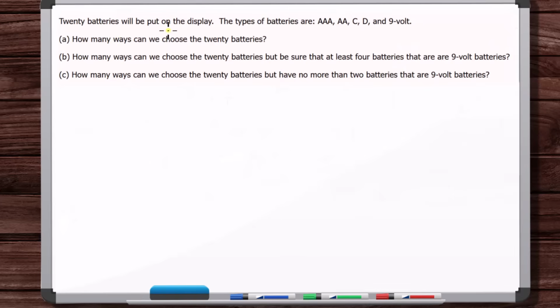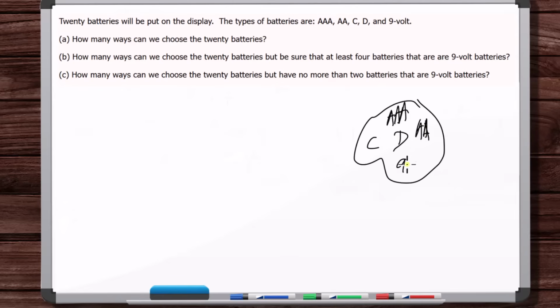20 batteries will be put on the display. The types of batteries are AAA, AA, C, D, and 9 volt. How many ways can we choose the 20 batteries for the display? So it sounds like a combinations with repetition problem. Let's verify that. You could choose all AAA if you want, all AA. So we're choosing from AAA, AA, C, D, 9 volt. Okay, and then we've got these slots on the display. It's 20 batteries.